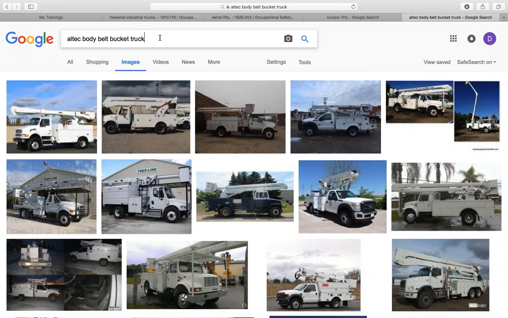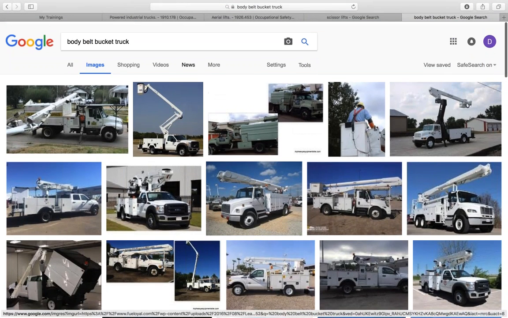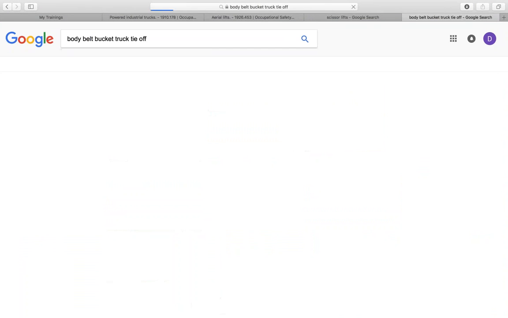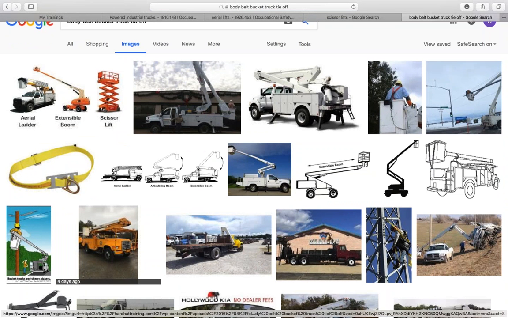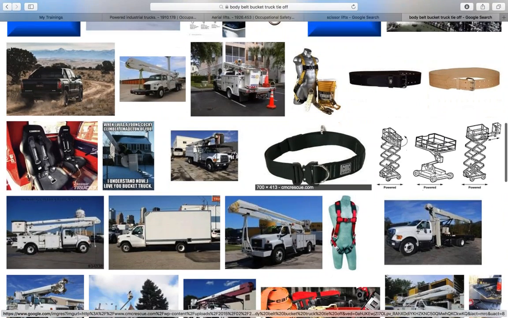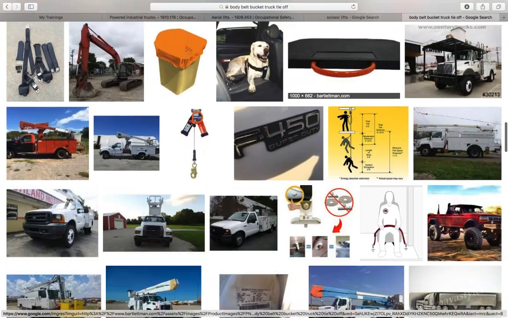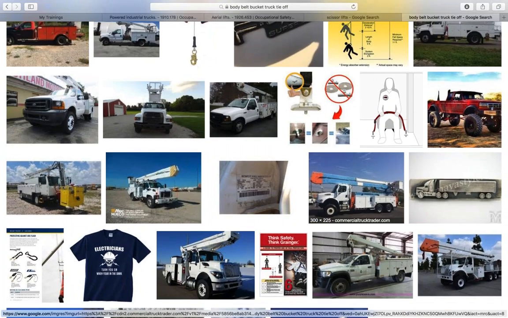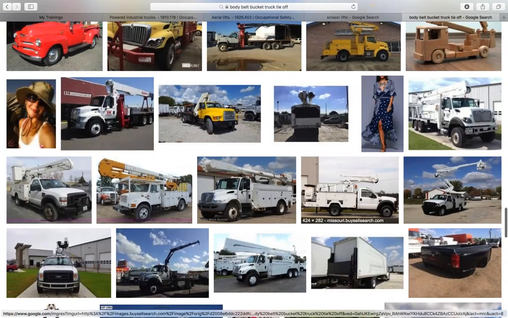So let's do this. Let's see, bucket truck body belt. Let's get rid of Alltech. Okay, so some of these, basically what happened is that they'd have a lanyard that's not as long as this one, not like this employee has. It would actually just be a tie-off and a body belt, made to keep the employee in the bucket. So there's an example of the belt right there. And the reason it can be used is because it's not being used for fall arrest. It's actually being used for fall positioning. Okay, so it depends on the manufacturer.